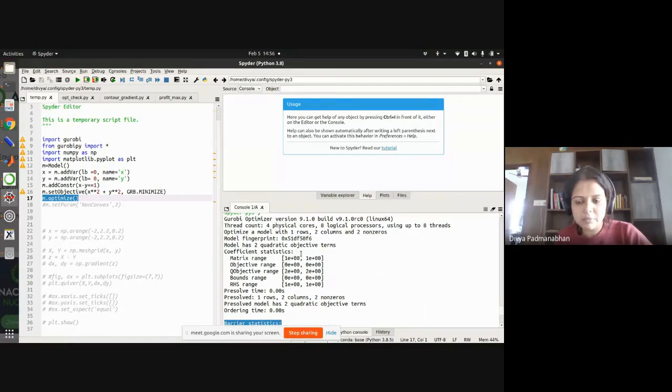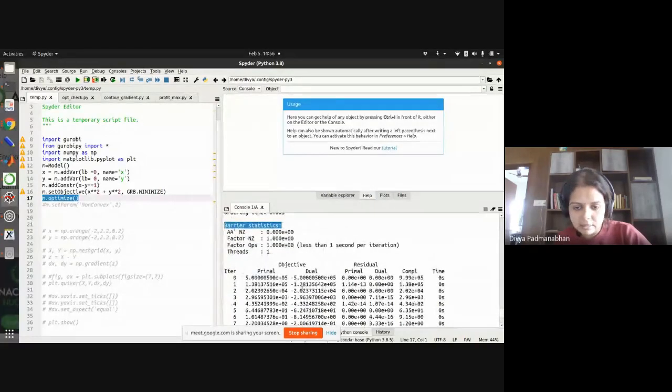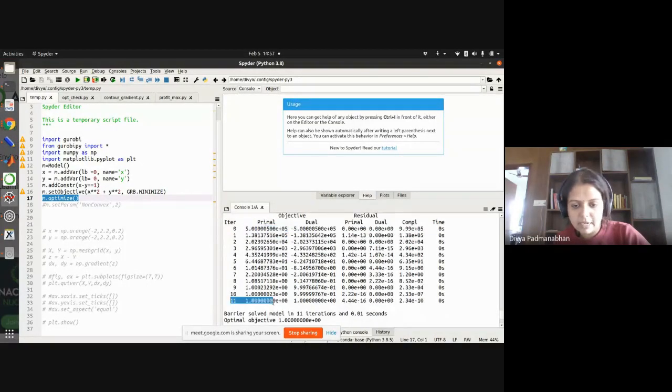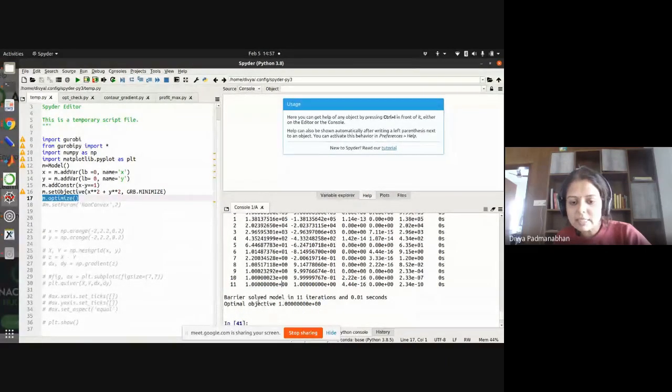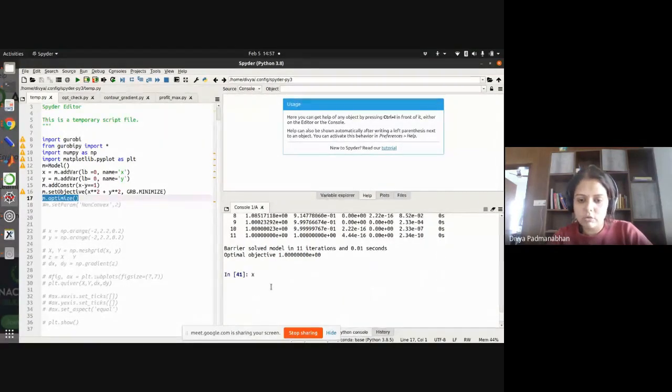So this primal is the value it starts with. It's iteration 0, it's starting with this objective, and it's going on improving this, till it has found the optimal solution. So you can see these details, and the optimal objective is 1. You can also see the optimal variable values, which you can get by x dot x and y dot x. So this is a value very close to 0.